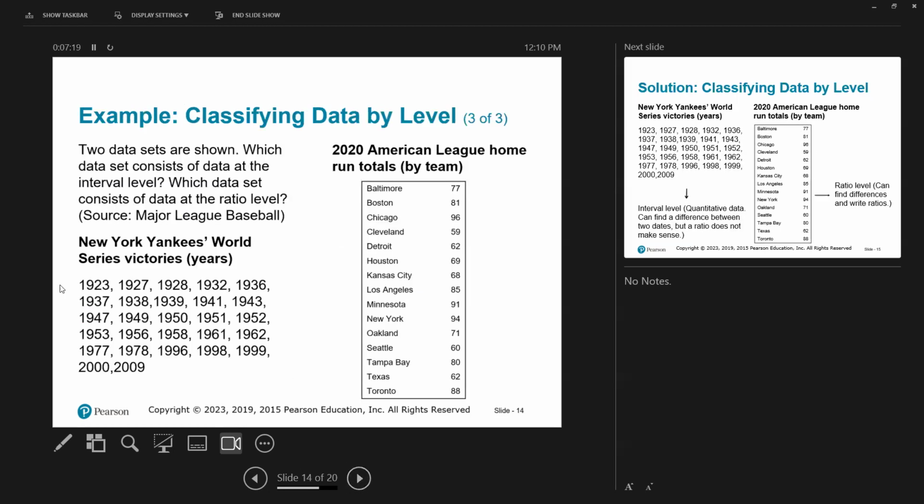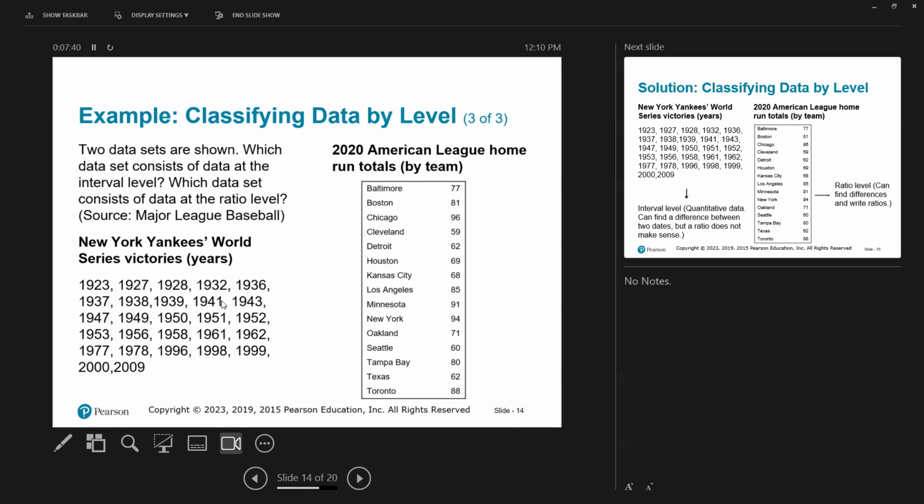We're going to look at an example now. We have two data sets shown here. The first data set is the New York Yankees World Series victories. These are the years that they had the victories. Which data set consists of data at the interval level? Which one consists of data at the ratio level?